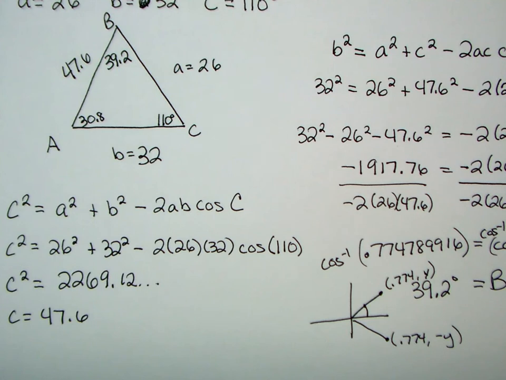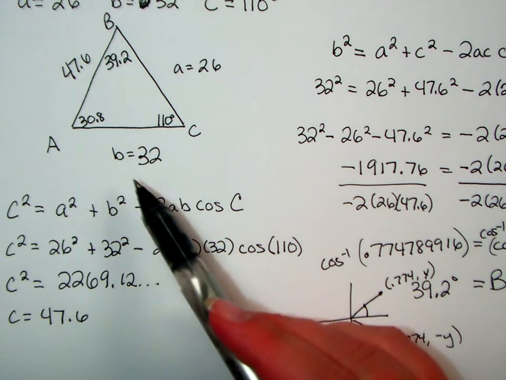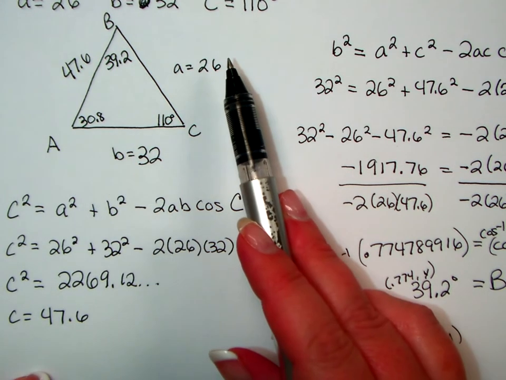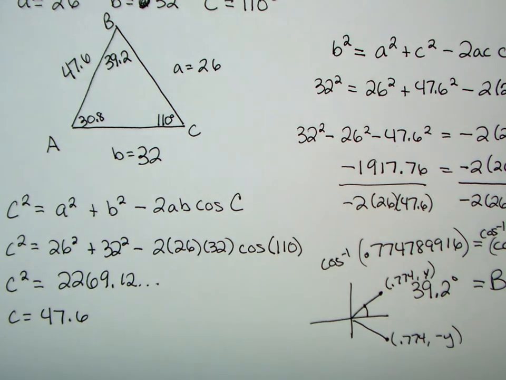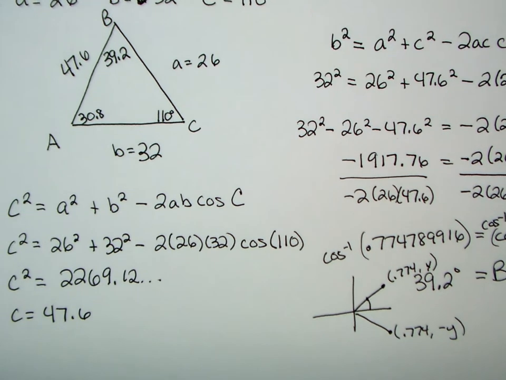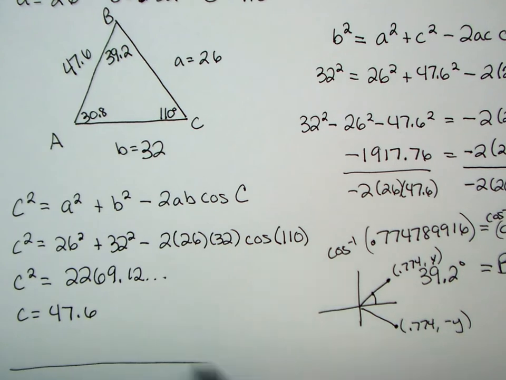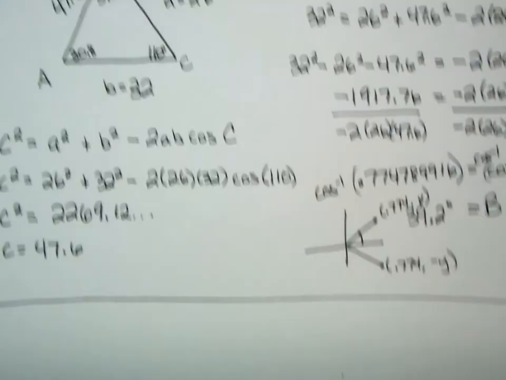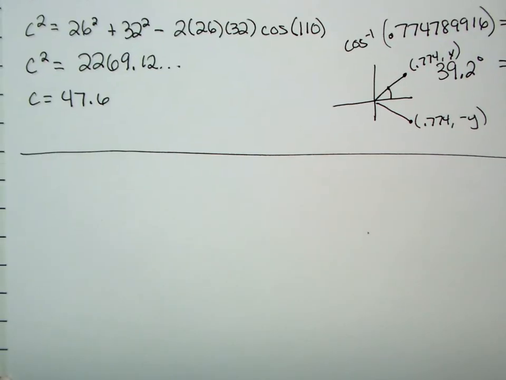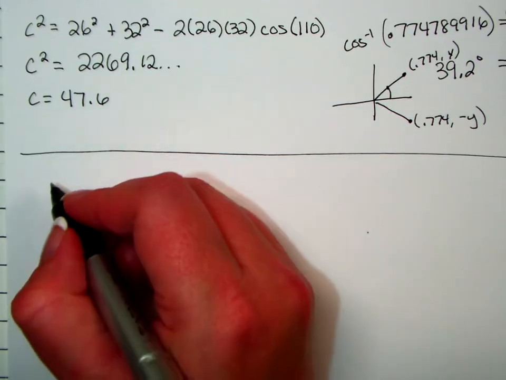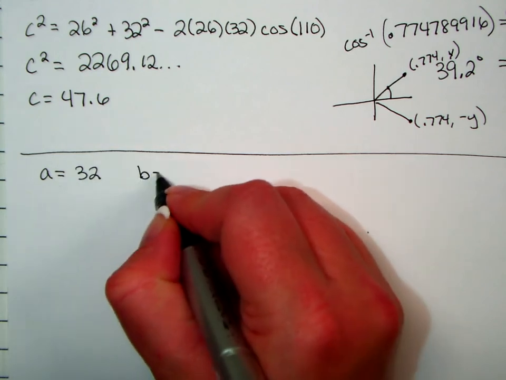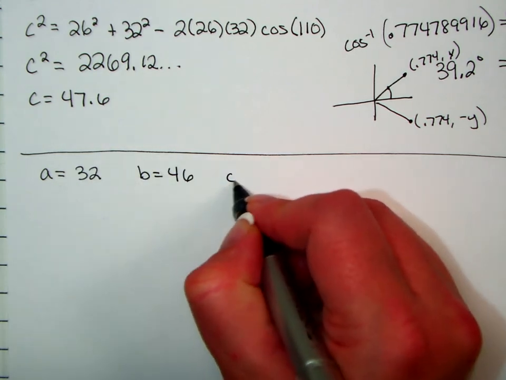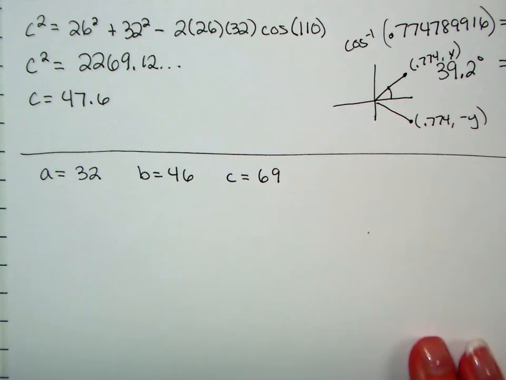All right. So the smallest angle ended up being angle A. And that's good because little a, side A, was the smallest side. So it all works out. Right? Let's do one sine, sine, sine triangle. And let's do that. Then let's do this word problem here. So little a is 32. Little b is 46. Little c is 69.